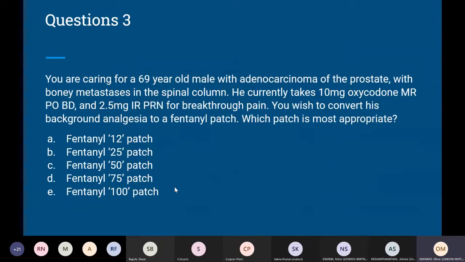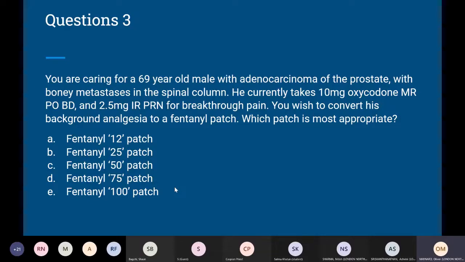So next question. Hoping it's all making sense so far and I'm being clear. You are caring for a 69-year-old male with adenocarcinoma of the prostate with bony metastasis in the spinal column. He currently takes 10 milligrams of oxycodone modified release orally twice daily, and he takes 2.5 milligrams immediate release for PRN breakthrough pain. You wish to convert his background analgesia to a fentanyl patch. Which patch is the most appropriate?